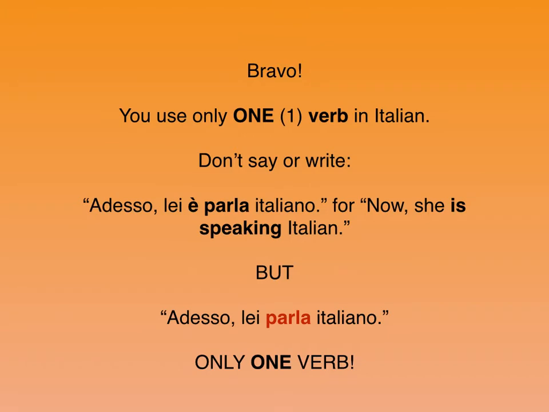Bravo! You use only one verb in Italian. Don't say, all right, adesso lei parla italiano. That is incorrect. You cannot translate now she is speaking Italian by adesso lei parla italiano. You will have to use only one verb. Adesso lei parla italiano. Only one verb.